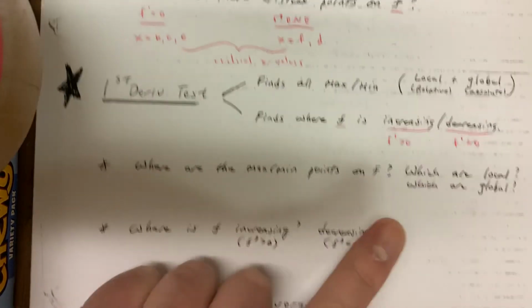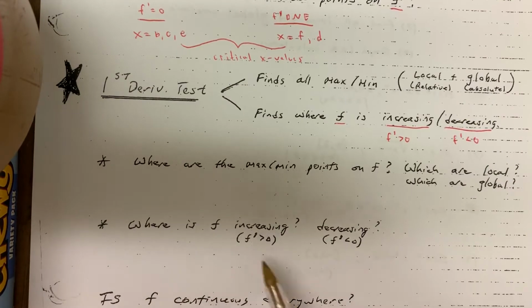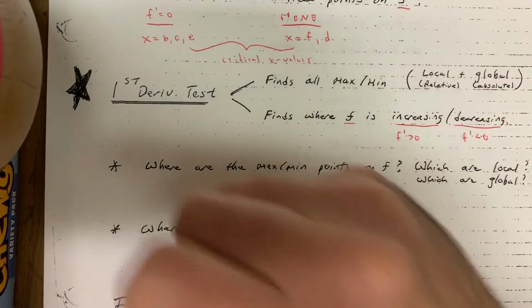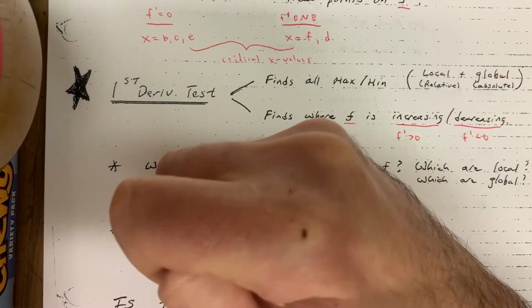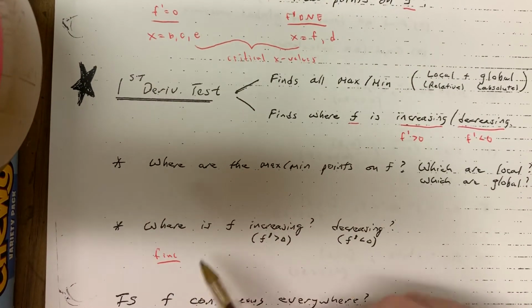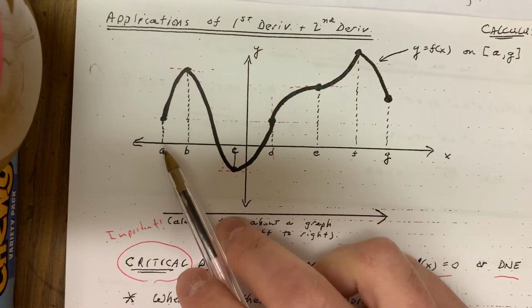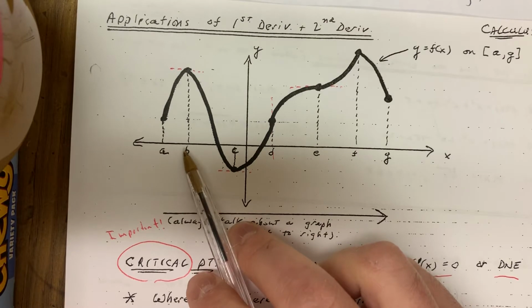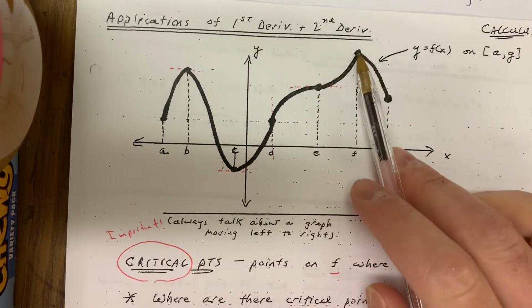They want to know further down on the paper, where is f increasing, where is f decreasing? Should be pretty easy, okay? I'll put f increasing here. And you could see on your graph, that's occurring from x values of a to b. And then we could say from c all the way up to f, okay?